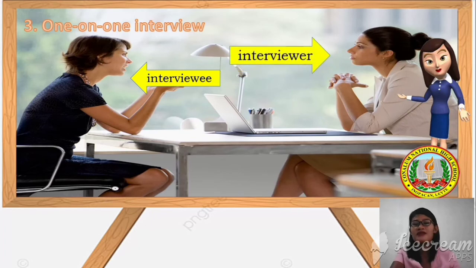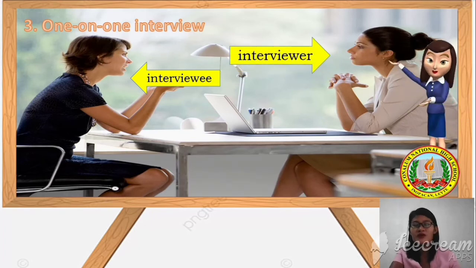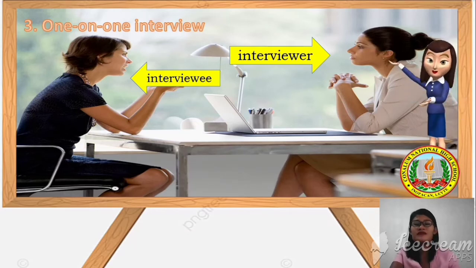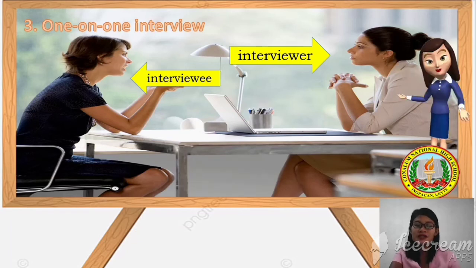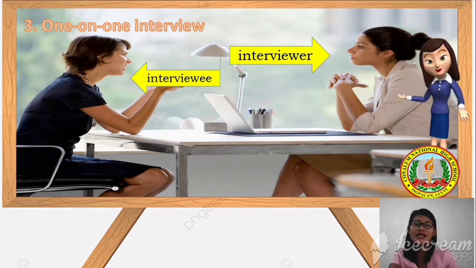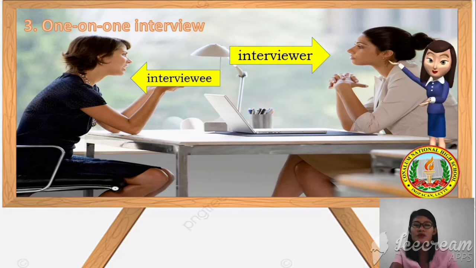and the interviewer who conducted the interview. So there is only a single interviewee and a single interviewer. So that is a one-on-one interview, regardless of whether he or she prepared sets of questions or not. As long as there is only a single interviewee and interviewer, then that is a one-on-one interview.